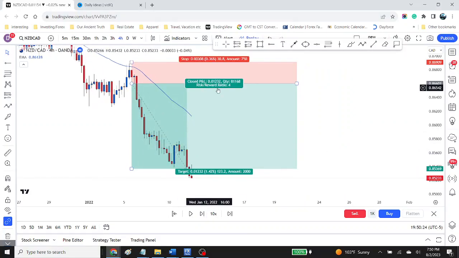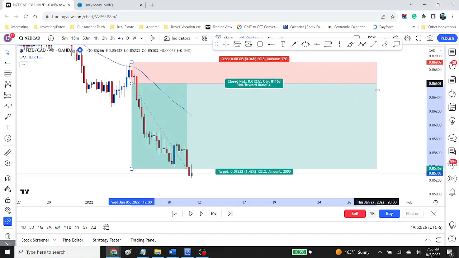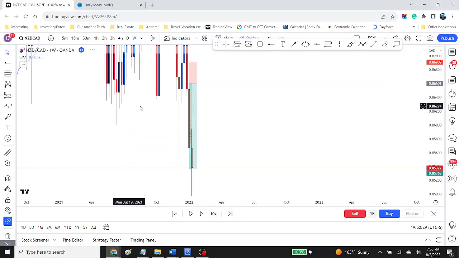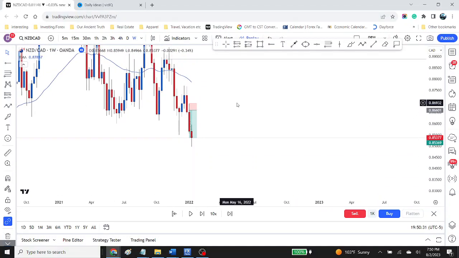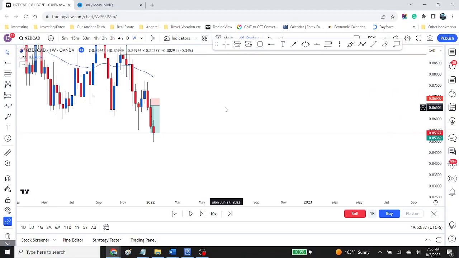And booyah, just like that. So let me go back to the weekly so I can explain it to you again. Right here, this was that bearish candle that we saw. And for the beginners, this is called the red candle.